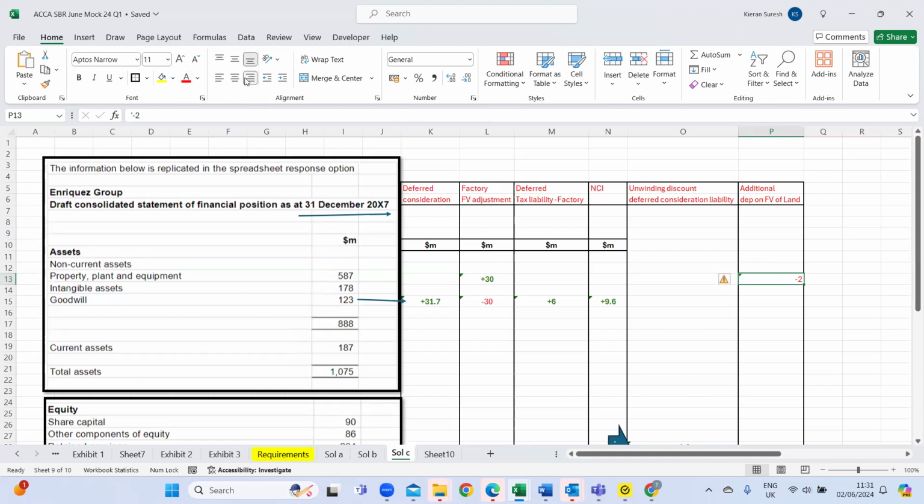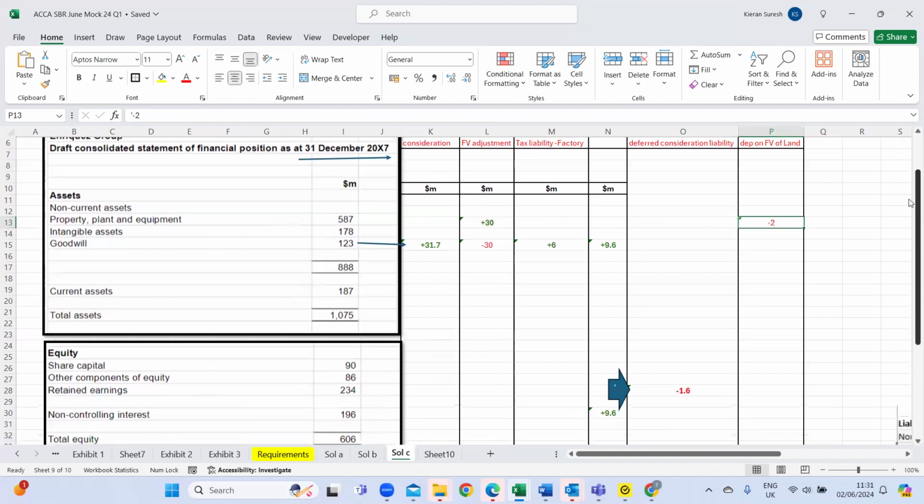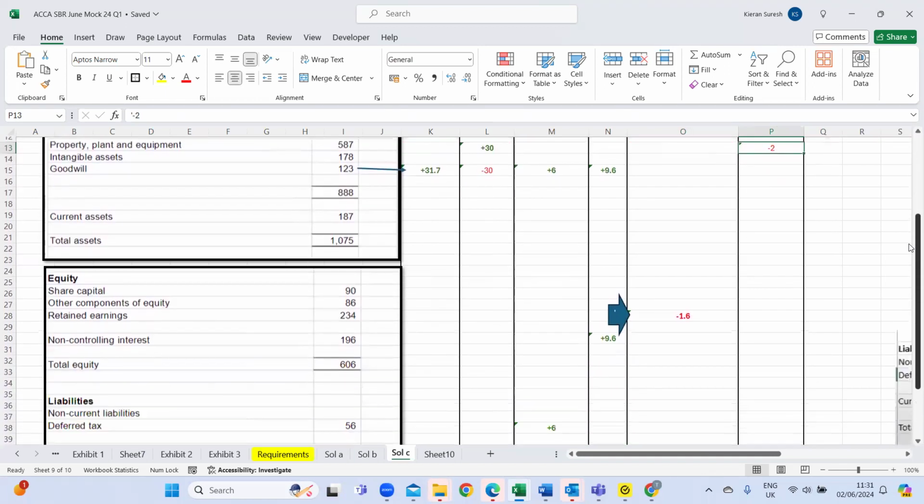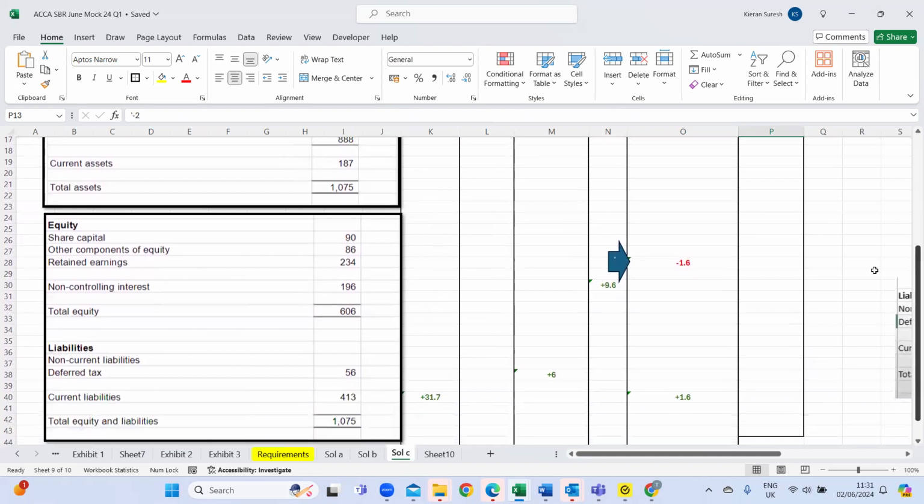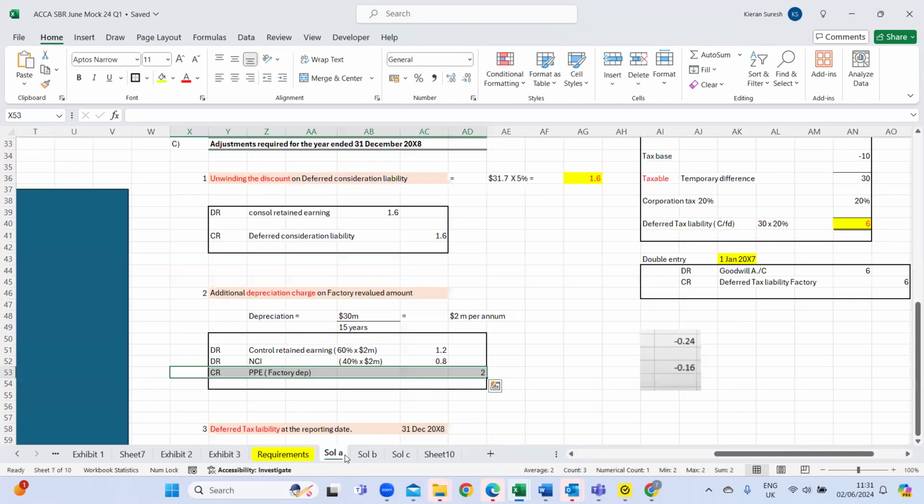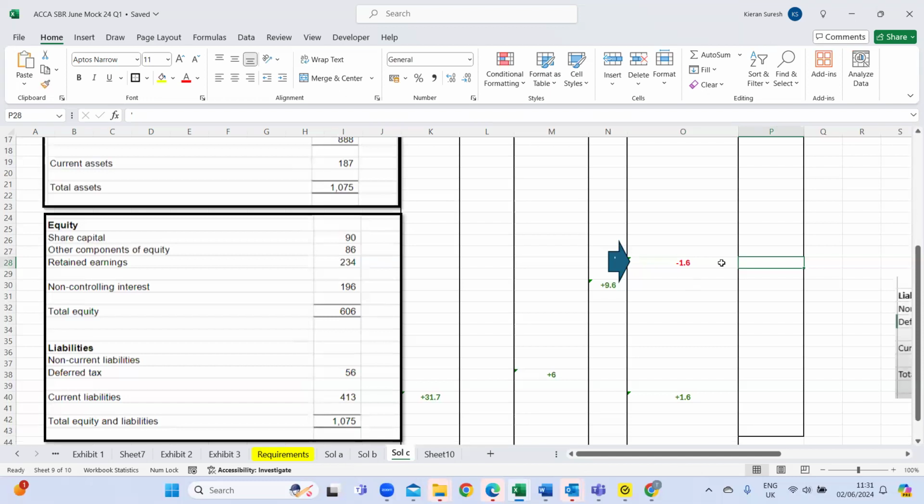Year end has come, right? But then the charge needs to go to the subsidiary's figures because it is the subsidiary's asset. So both would be impacted, the parent and also the NCI. The parent's figure would be taken out from the consolidated retained earnings, and I think it was 1.2. So the parent figure is minus 1.2, right?